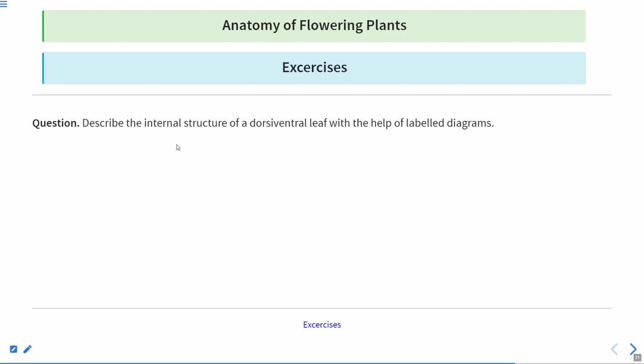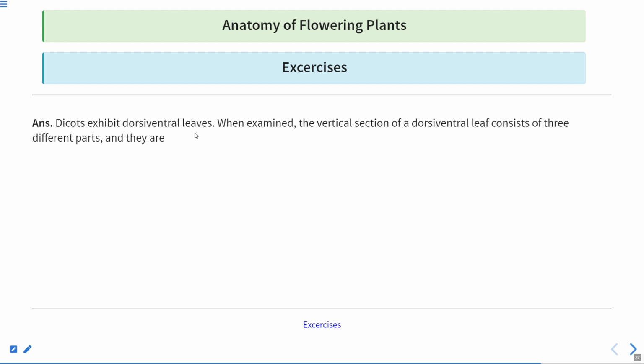Next question: describe the internal structure of the dorsiventral leaf with the help of a labeled diagram. Okay, so here you have to find out what the internal structure of the dorsiventral leaf is. First of all, we have to understand what the dorsiventral leaf is. A dorsiventral leaf means the leaf which is flat, and it has a dorsal surface and a ventral surface, right? So let us see.